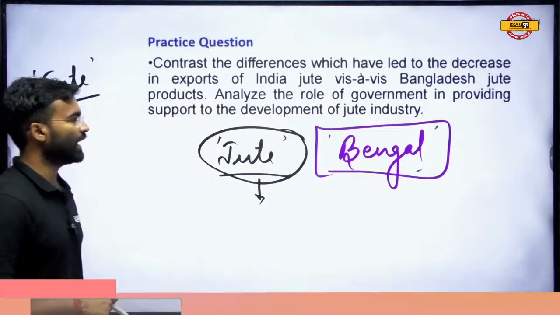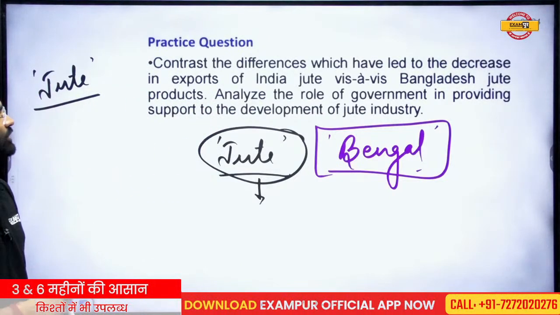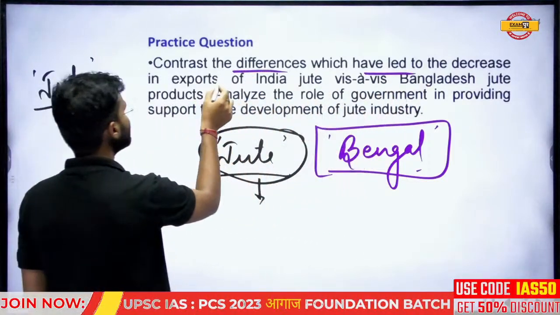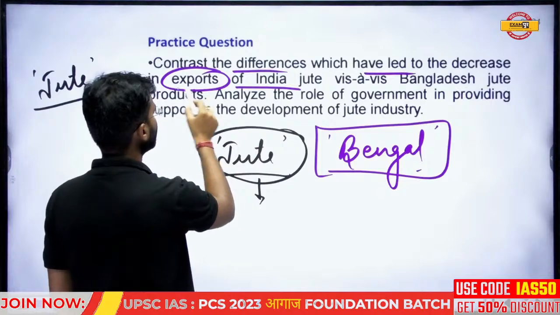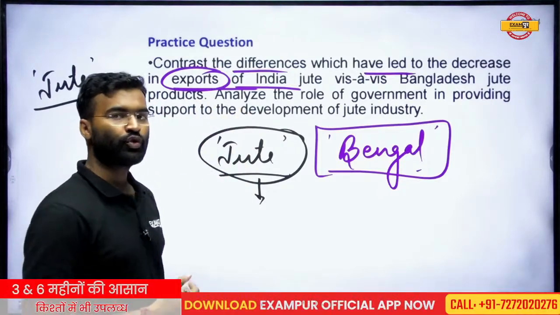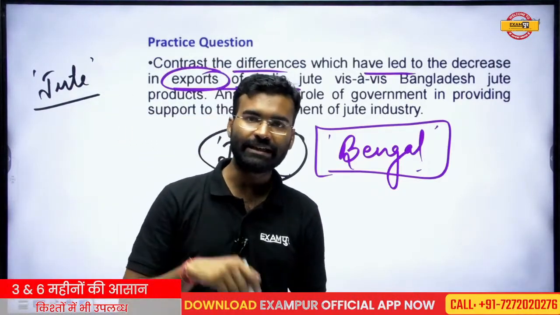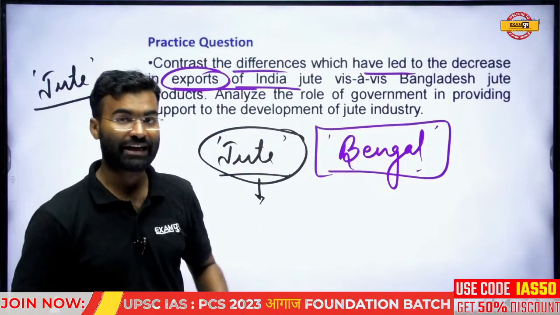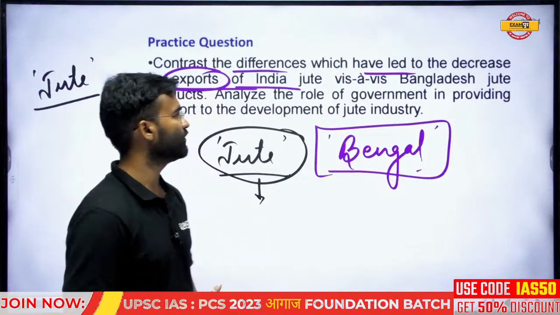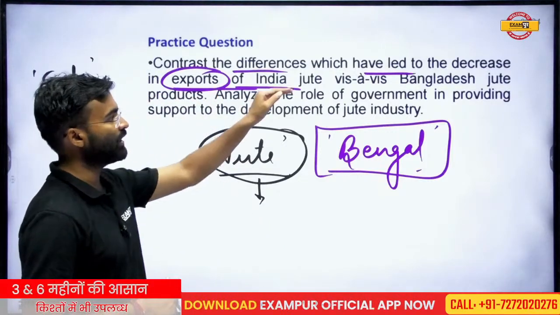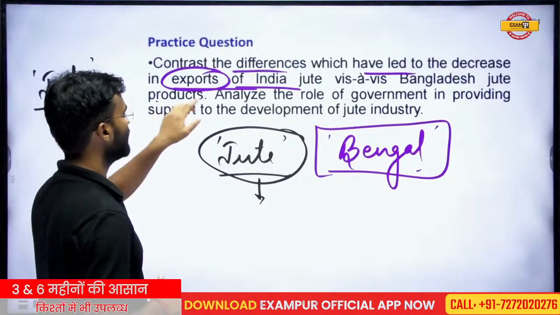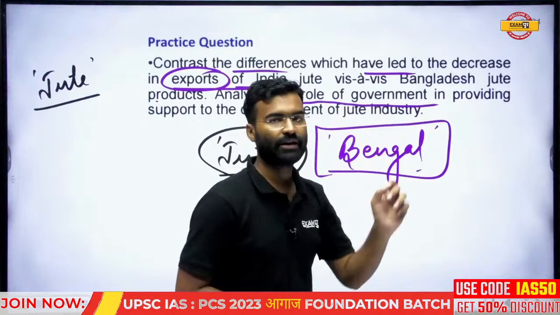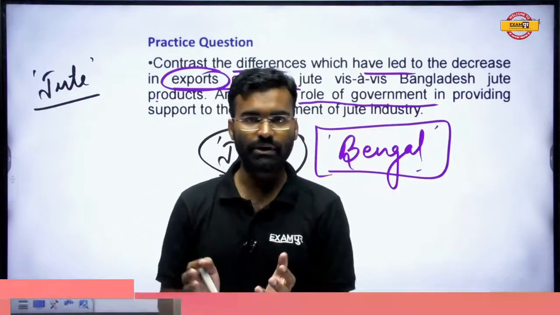So I think you understand the question. What is the question? Contrast the differences which have led to the decrease in the export of Indian jute. Firstly, you should focus on why the jute export of India has been decreasing, why the graph of jute export is going downward. What is the reason behind this in comparison with Bangladesh?